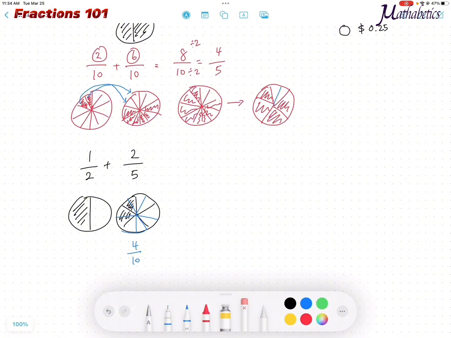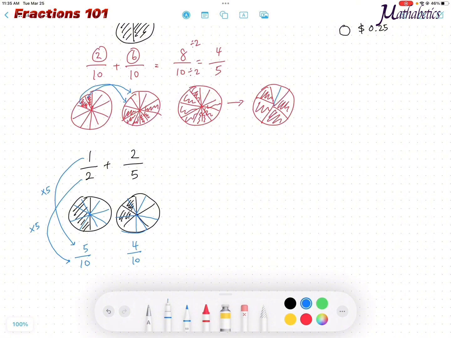Now in that case, we have to divide the 1/2 into tens as well. Like so. We will notice that the 1/2 becomes all 5 pieces, 5/10. And then the 2/5 becomes 4/10. And you see these are equivalent fractions because when I multiply the 1 by the 5, I get 5. And then I do the same with 2. I multiply 2 by 5, I get a 10.